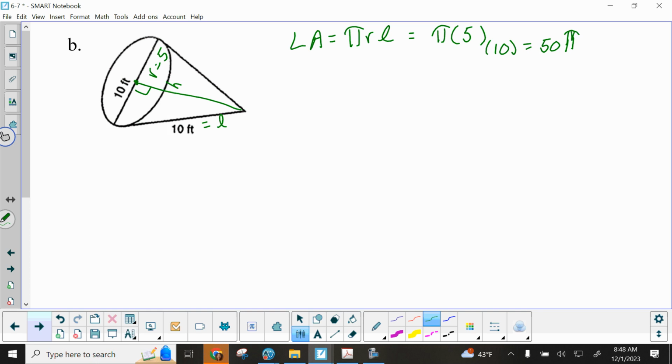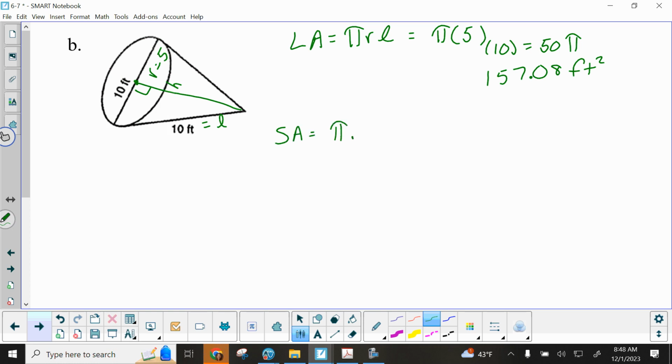But I want to round. So now I'm going to do 50 times pi. And that's going to round to hundredths. And that's feet squared.